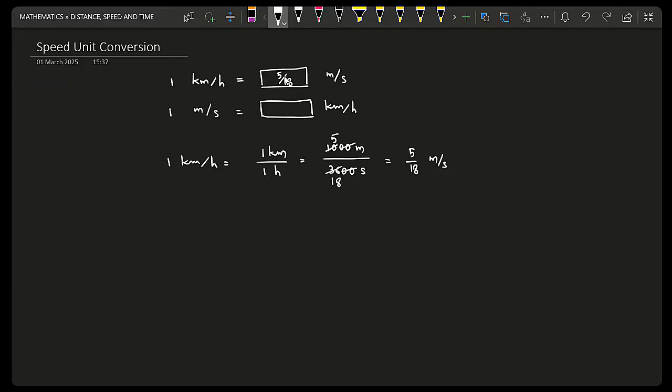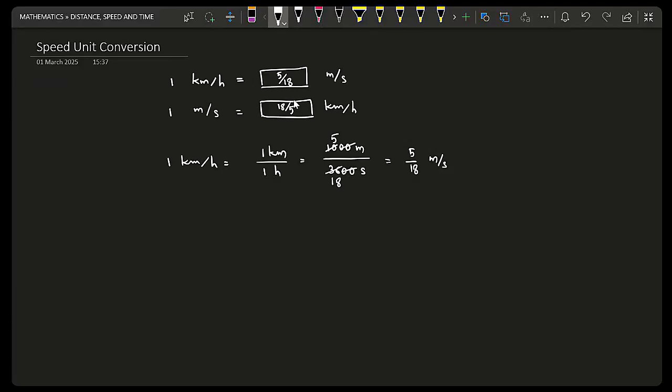And the reverse way, you transpose 5 by 18 to the left side, it will become reciprocal. That means 1 meter per second is equal to 18 by 5 kilometers per hour. Whenever you want to convert from kilometer per hour to meter per second, multiply by 5 by 18. And if you want to convert from meter per second to kilometer per hour, you multiply by 18 by 5. So this is the speed conversion.